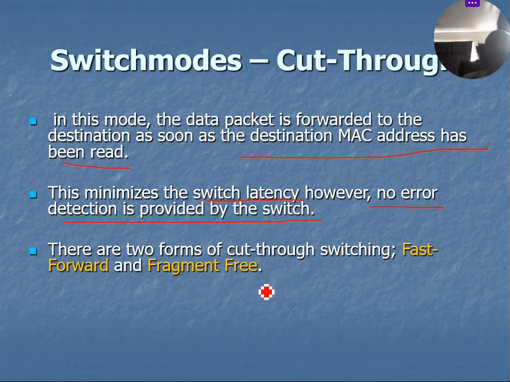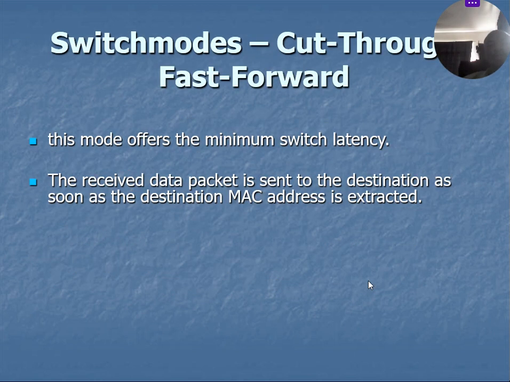So there are two forms of cut through. Cut through itself has two types. There are two forms of cut through switching. The first one is called fast forward. The second one is called fragment free. Now let's take a look at these two types of cut through. The first one is the fast forward cut through. Now this mode offers the minimal switch latency.